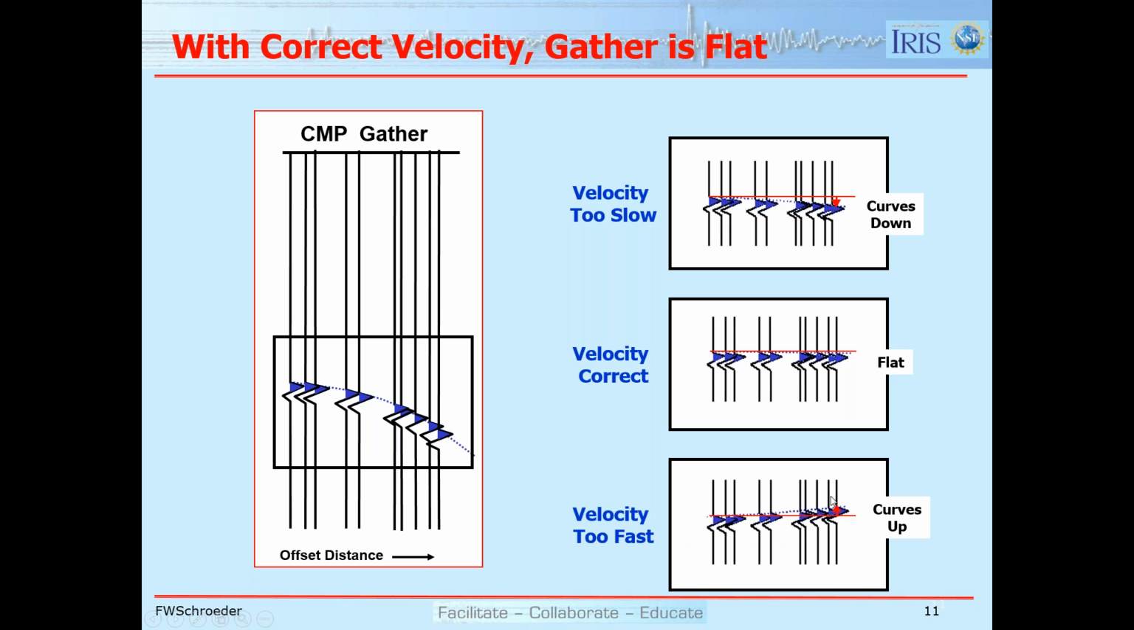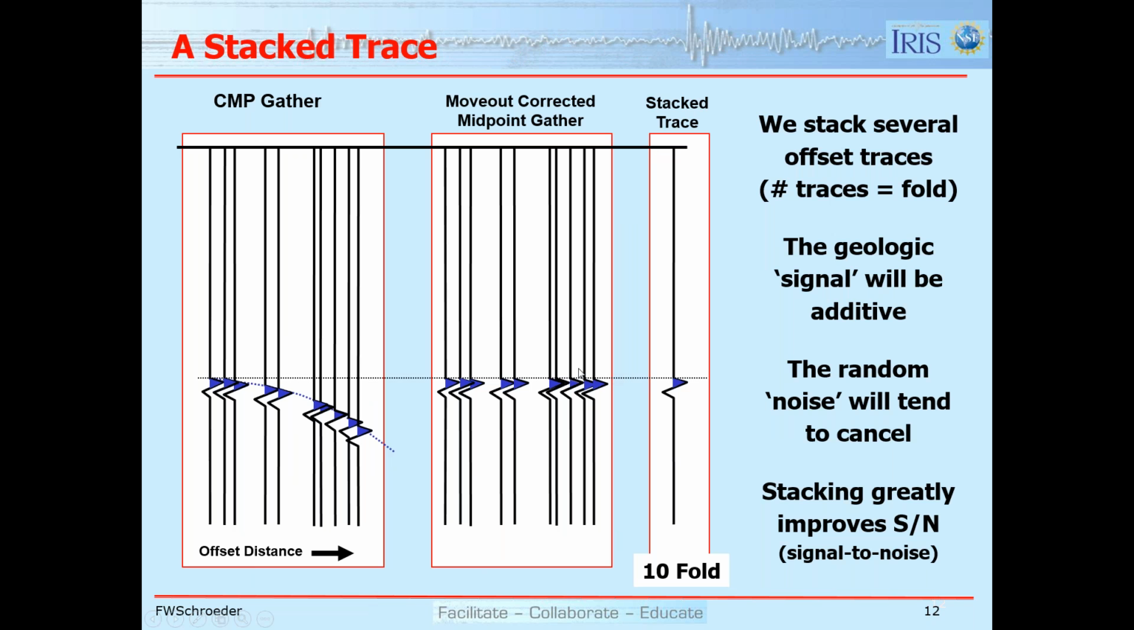So we use this to try different velocities for different reflectors at different depths, and when we get all of the peaks or all of the troughs aligned, we say we have flattened the gather, and that tells us that we have a pretty good estimate of what the average velocity is. And so we will do a velocity analysis and thereby get information about the velocity structure throughout the survey area.